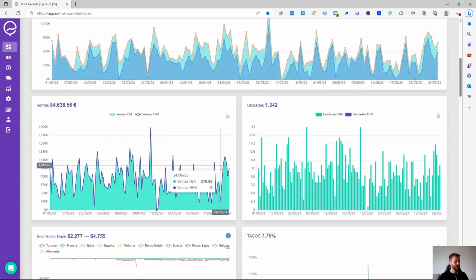We have these two charts here in which we give information on both revenue, which would be sales, and units in the logistics variables. If in the seller account we are selling both in FBA and own logistics, FBM, we could see a breakdown of what we generate in each of the two types of logistics, at the level of revenue and at the unit level.